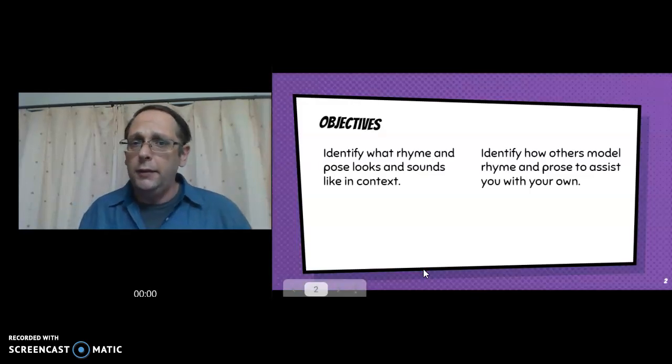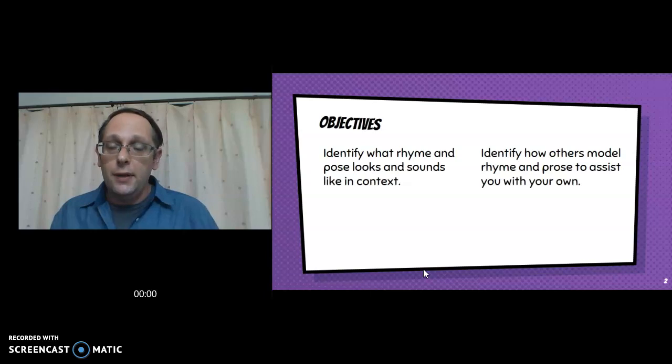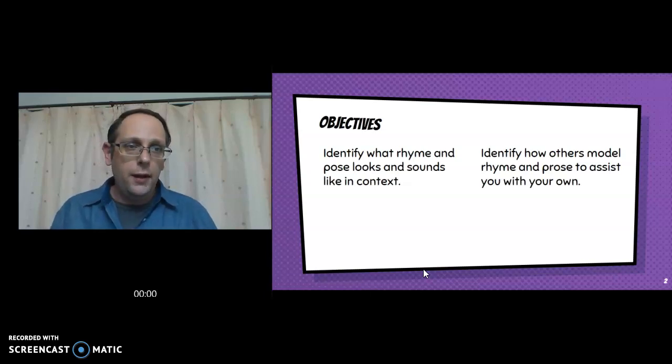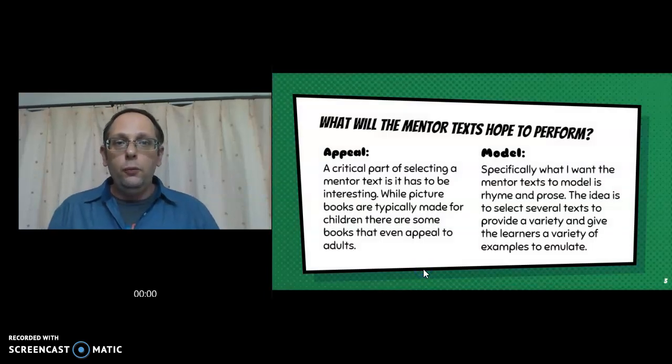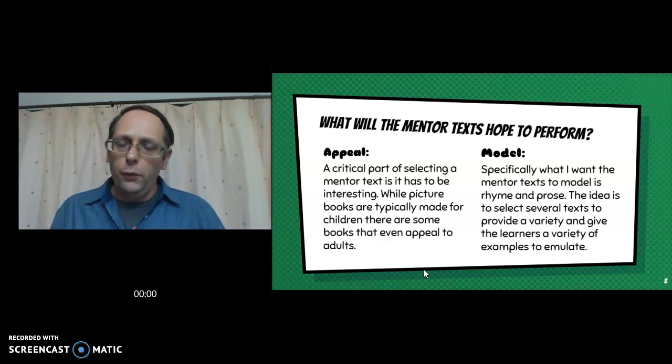So our objectives today are to identify what rhyme and prose look like and sound like in context, and also to identify how others model rhyme and prose to assist with your own writing. So what mentor text will we be using and what will we hope to perform?